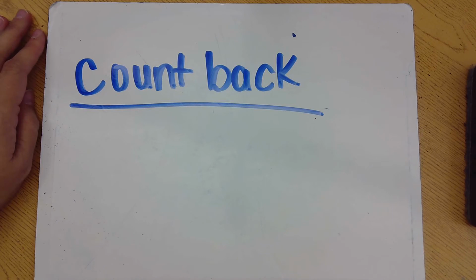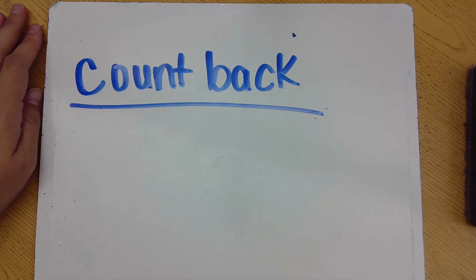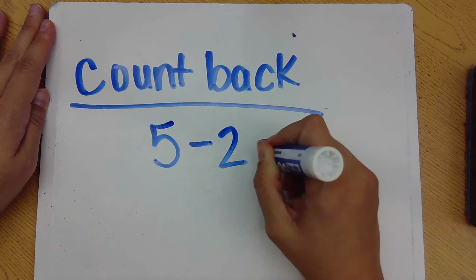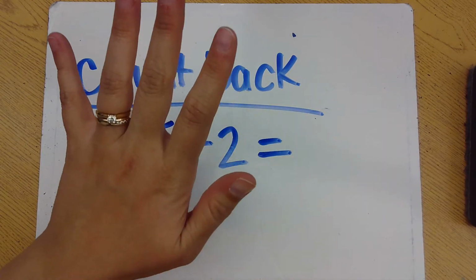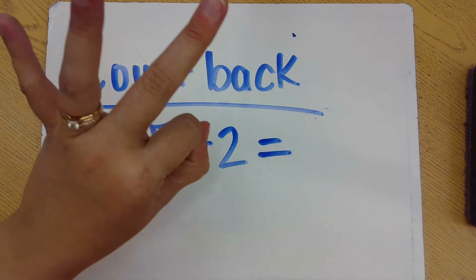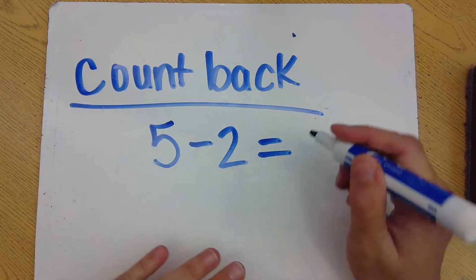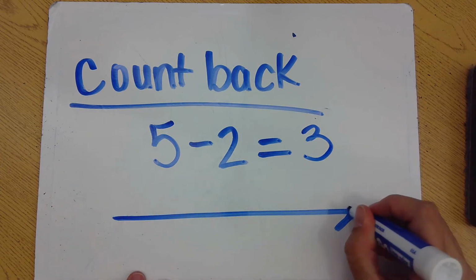The next strategy is one that you are familiar with. It's the counting back strategy. You can use a number line or you can use fingers to see where you end up. If I have the number 5 minus 2, I want to know what the answer is. So I can use my fingers. I can start with 5 and I can take 2 away and I can see what the number is going to be. It's 3.